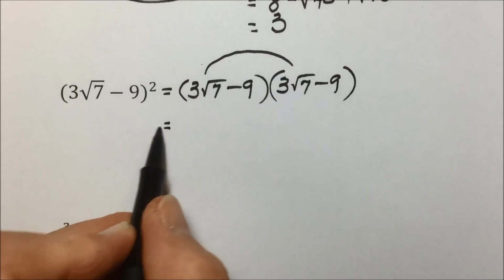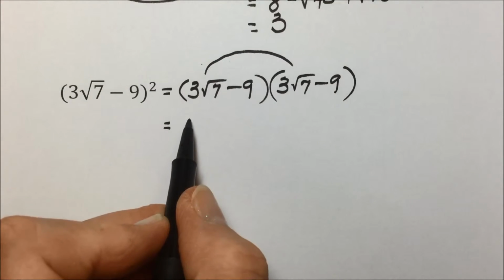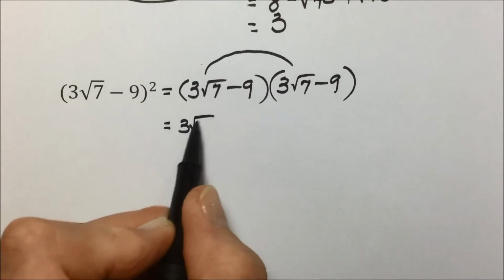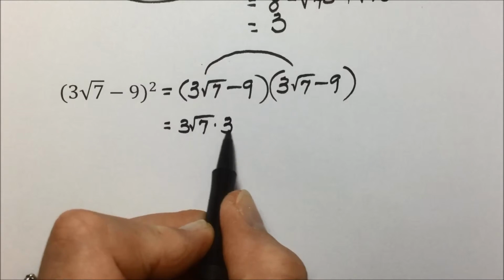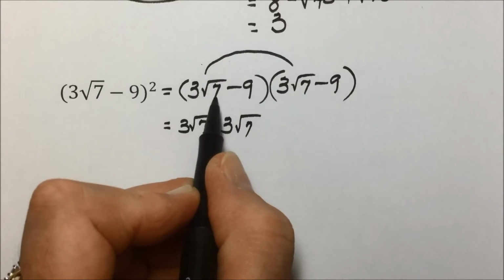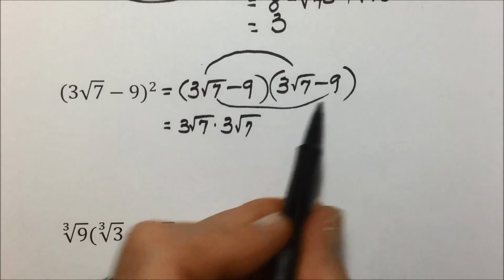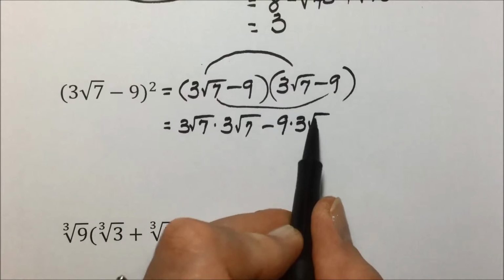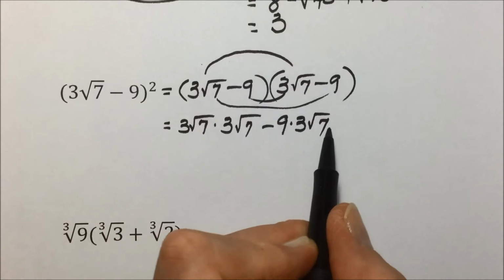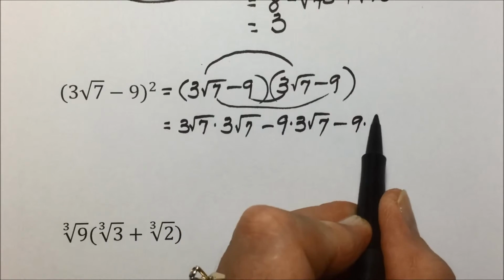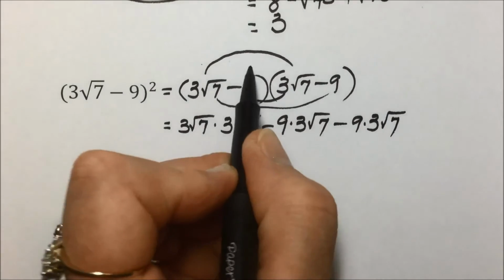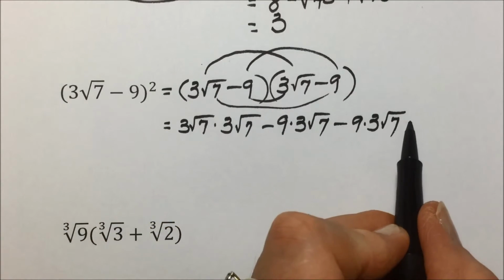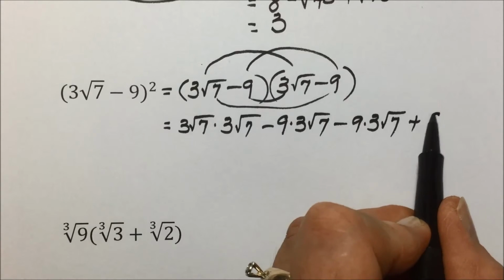First terms multiplied together gives us a 3 times square root of 7 times 3 times the square root of 7. Outside terms multiplied together, a negative times a positive would be a negative 9 times 3 times the square root of 7. Inside terms, we end up with the same negative 9 times 3 times the square root of 7. And last terms, a negative 9 times a negative 9 is a positive 81.